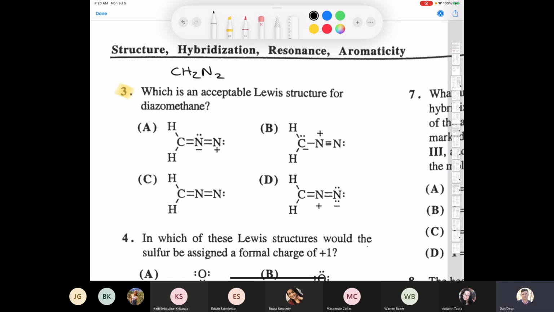The first thing I want to ask you is, could anybody tell me how many valence electrons there must be for diazomethane? This goes right back to your general chemistry days and your organic chemistry 1 days as well. How many valence electrons total would there be in diazomethane?